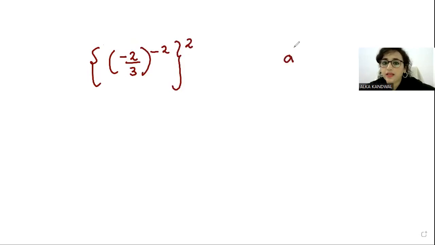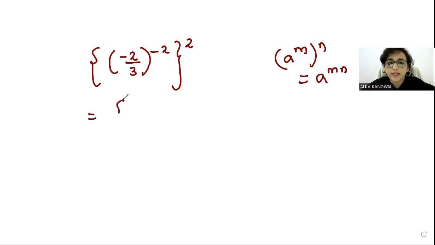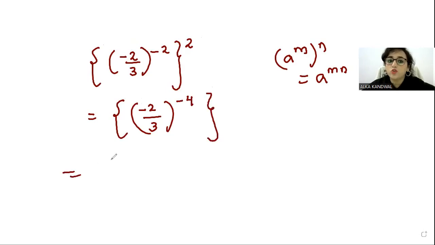अब हमने ये पढ़ा था कि a to the power of m to the power of n को हम ऐसे लिख सकते हैं, a to the power of mn. तो इसको मैं ऐसे लिख सकती हूँ, minus 2 power by 3, minus 2 into 2 that becomes minus 4. अब मुझे इस एक्सपोनेंट को पॉजिटिव करना है तो मैं डिनोमिनेटर को न्यूमरेटर बना देती हूँ, न्यूमरेटर को डिनोमिनेटर. Negative we can keep here also, not a problem. Minus 3 by 2, तो ये हमारा एक्सपोनेंट पॉजिटिव हो गया.